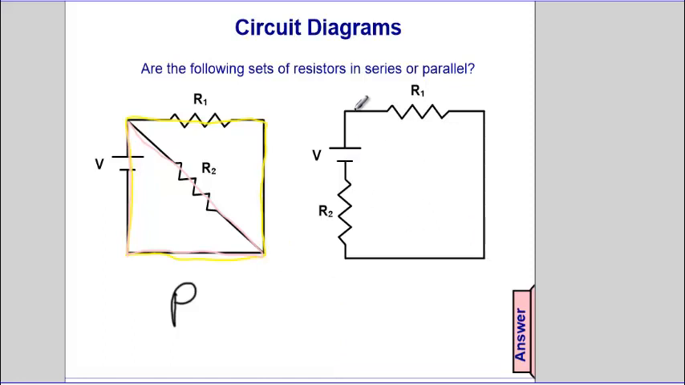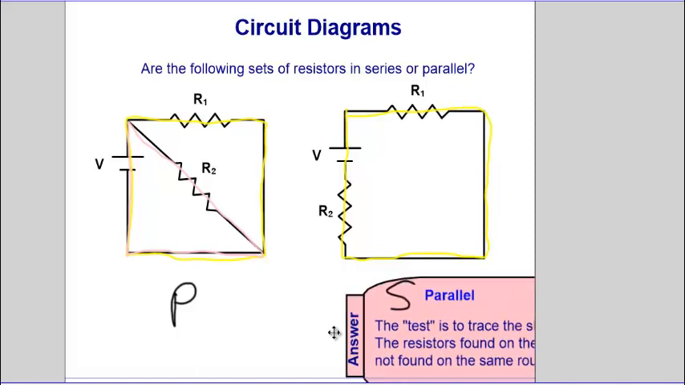Let's look at the second case. We'll start off here. Well, I'm going to go this way. I come up through the battery, down through R2, travel, travel, travel, keep going, and then down through R1. I went through both resistors in a single path. That's a series circuit. So let's reveal this slide and see what they have to say.